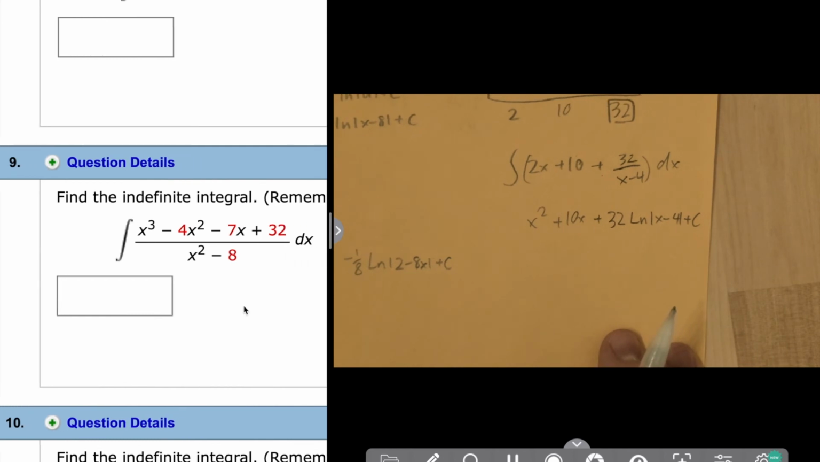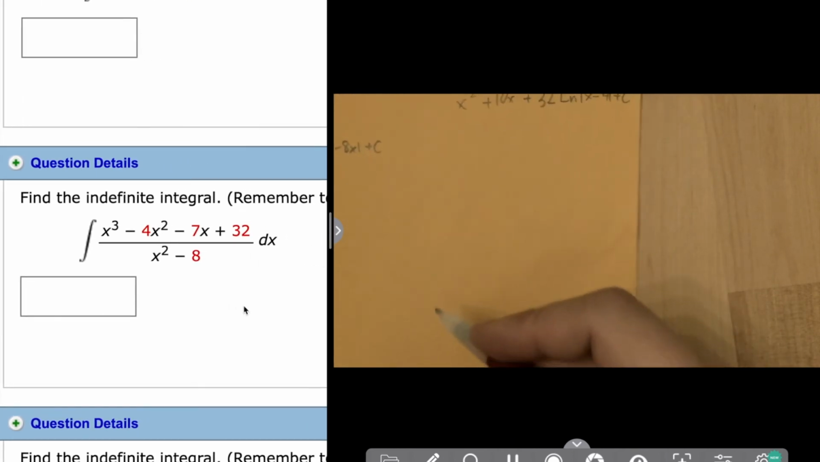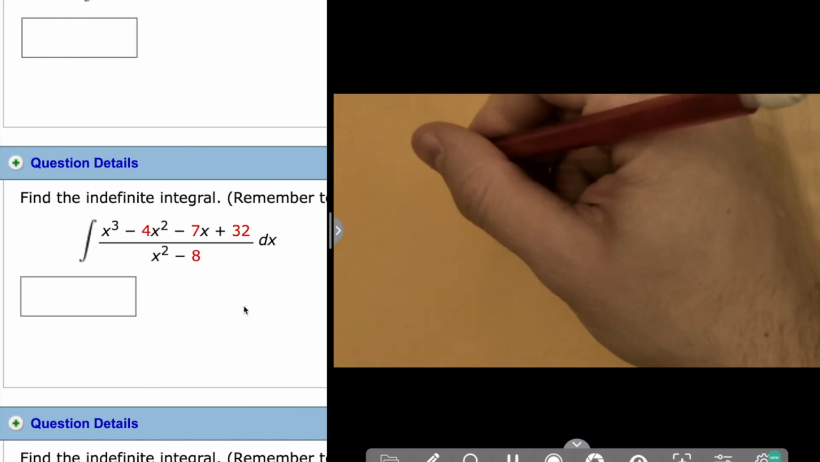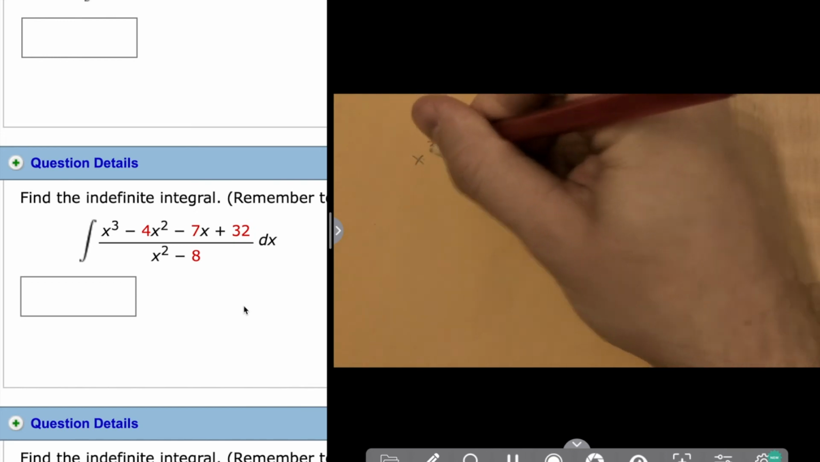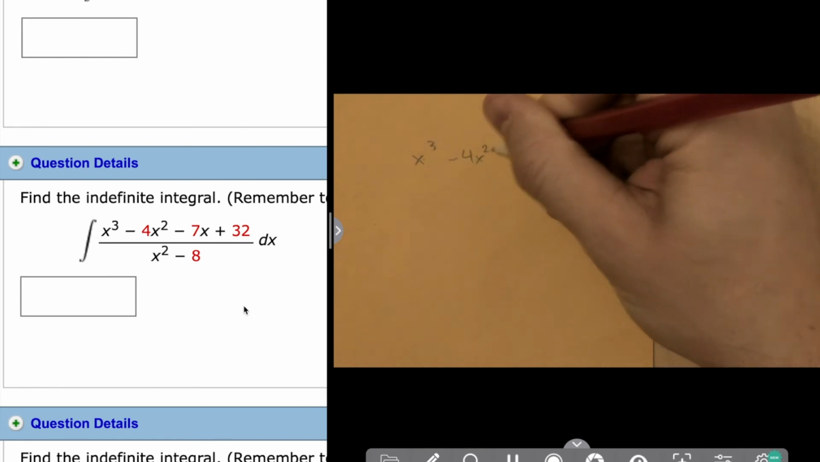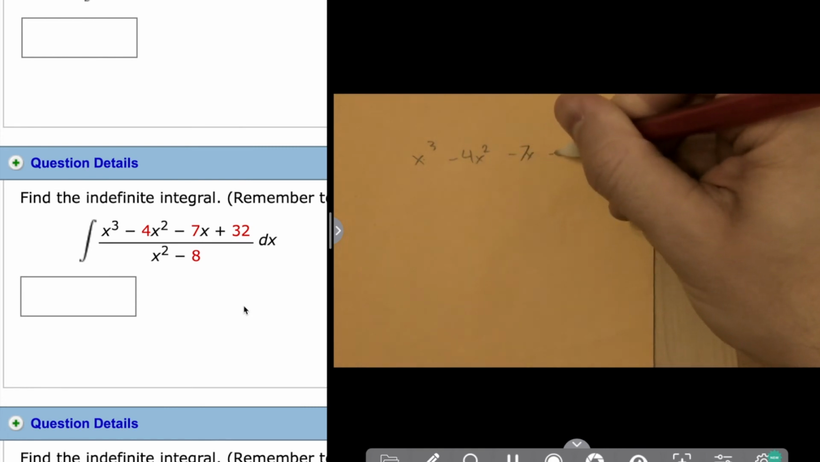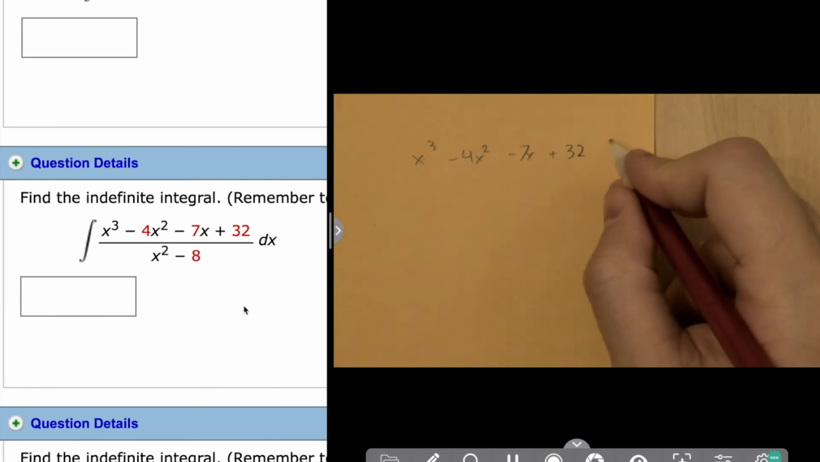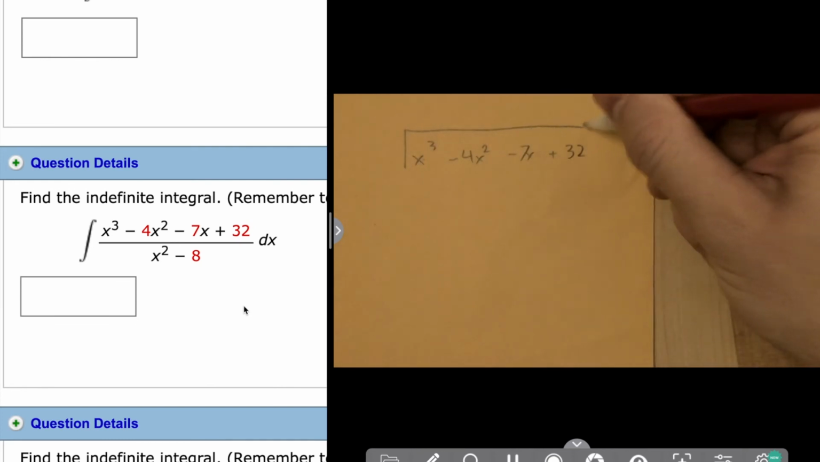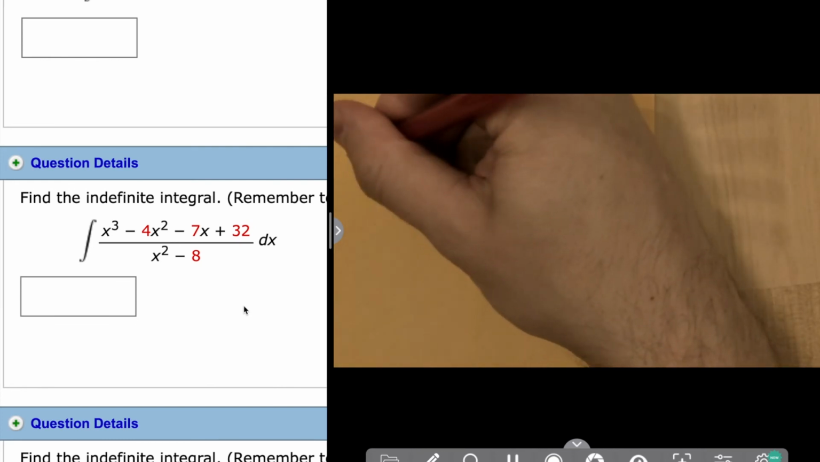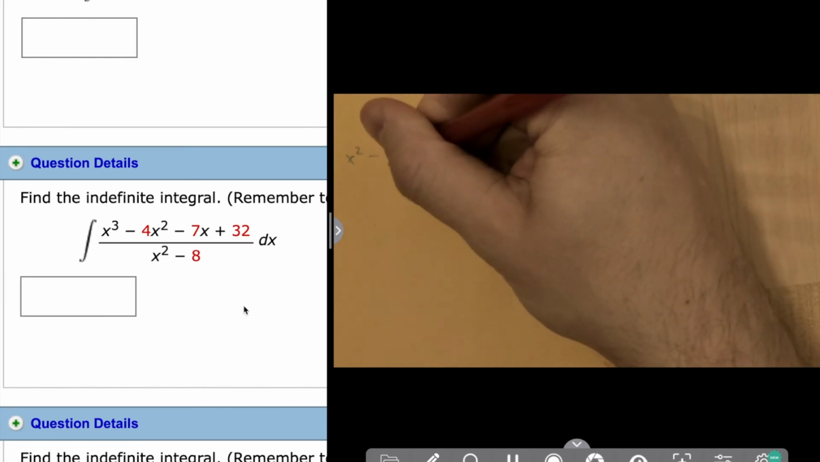All right, so we're going to have to do actual polynomial long division. Or in other words, hey, there was a reason you learned that earlier, even though we like to forget it. We have an x cubed, we have a negative 4x squared, we have a negative 7x, and we have a plus 32. Remember that if any power was skipped, you're going to need to fill that in with a 0. We've got x squared minus 8.